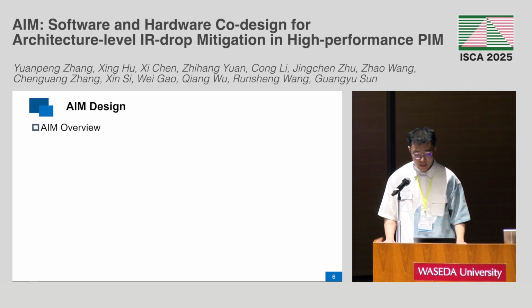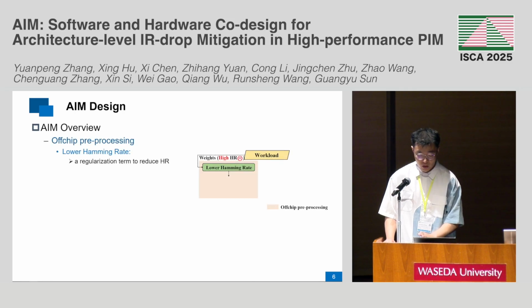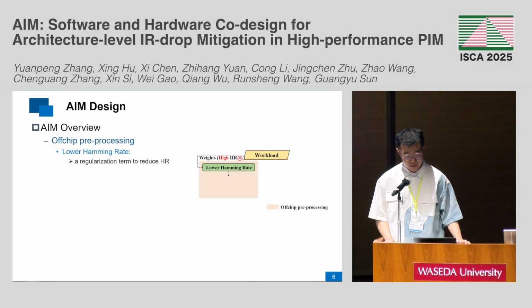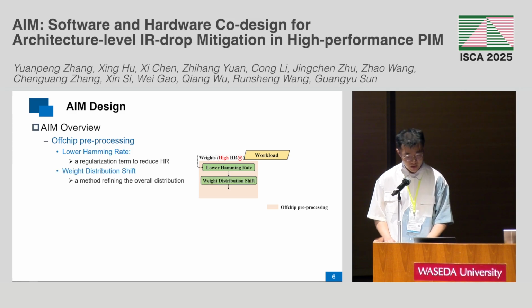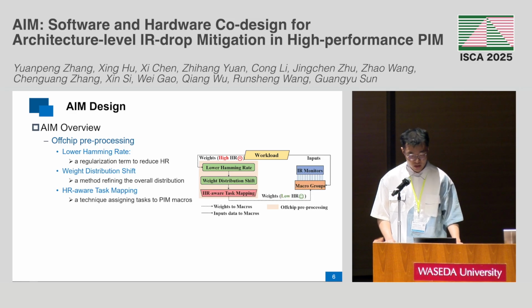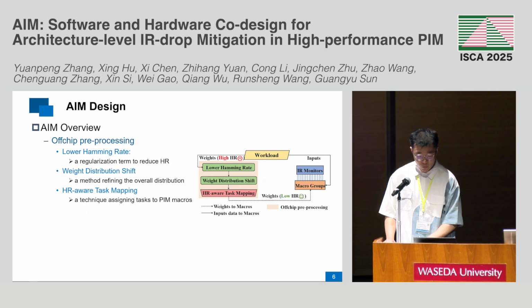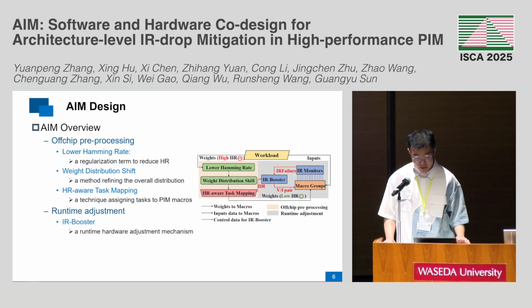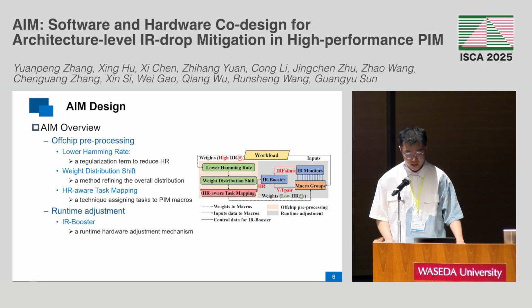Based on our toggle and Hamming rate, now I will introduce the AIM design. During off-chip preprocessing, the weights are optimized by lower Hamming rate, weight distribution shift, and finally mapped onto PIM macros by HR-aware task mapping. During runtime, IR Booster dynamically selects optimal voltage-frequency pairs for each PIM macro, thus enhancing energy efficiency and chip performance.